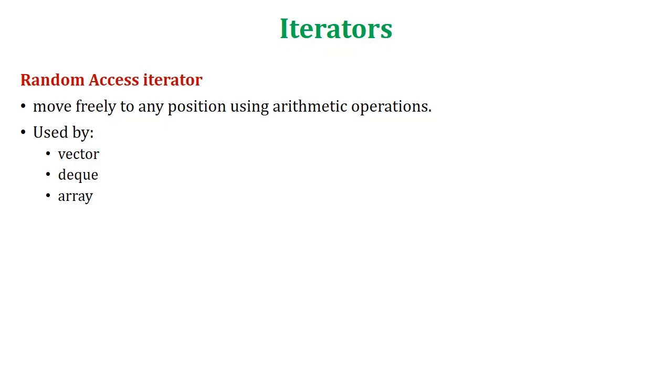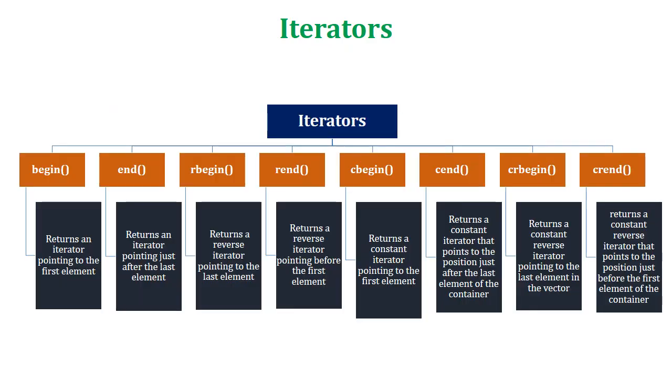And next one is the random access iterator. It will move freely to any position using arithmetic operations. It is used by vector, deque, and array. Next, what are the functions associated with the iterator? We will discuss them one by one.